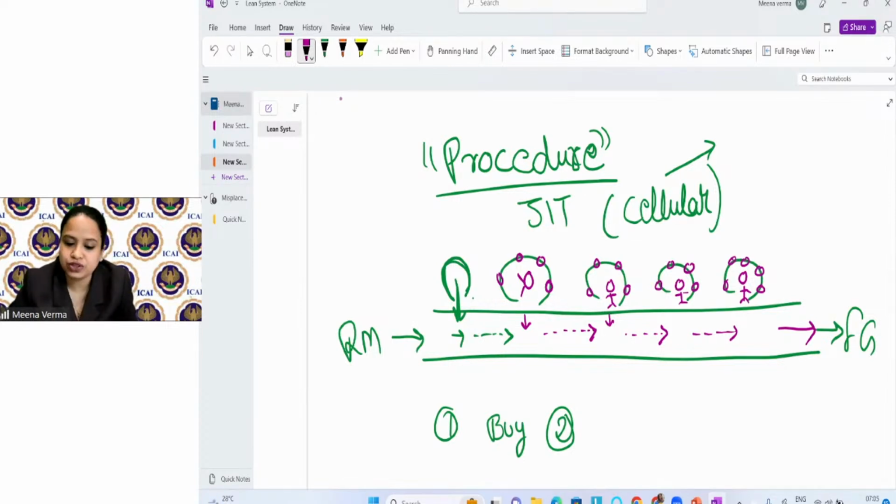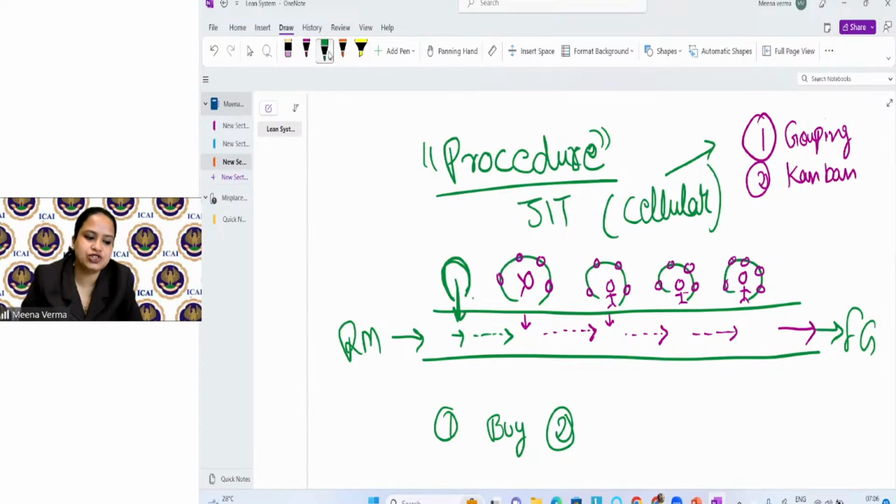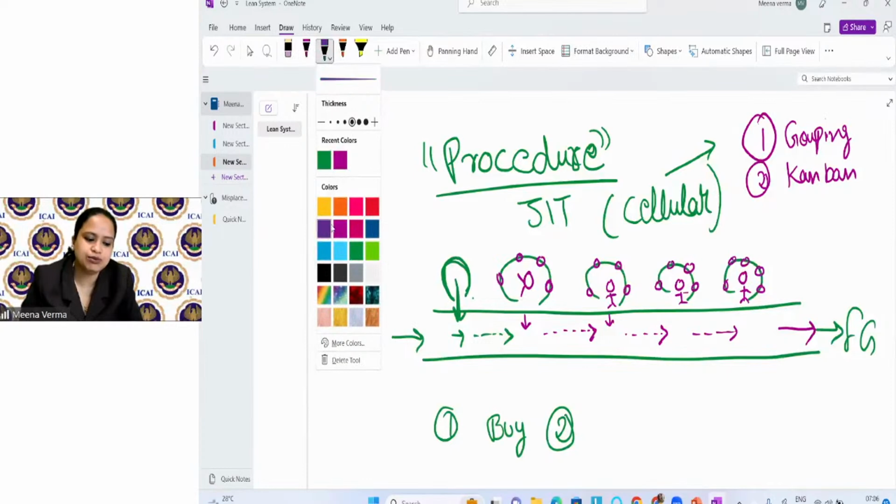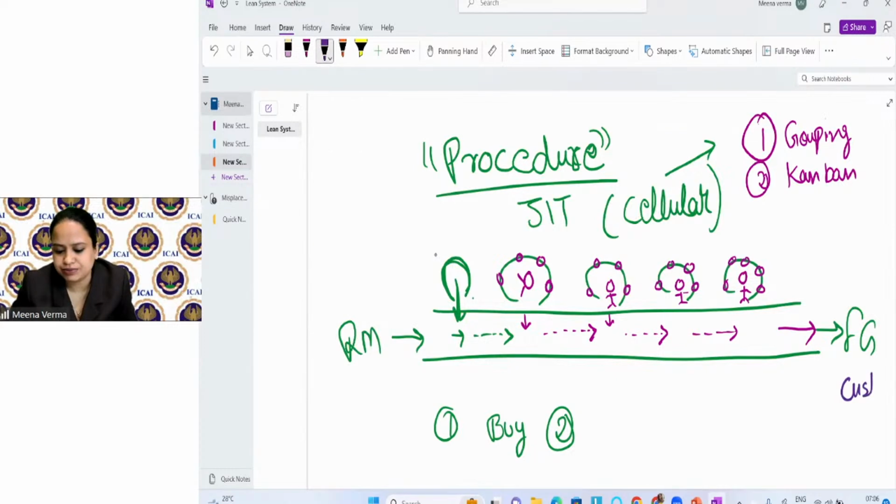Remember one more thing here: we will make groupings of machines, and it will work on the Kanban system. Kanban system means that on one side information will flow, and on the other side material will flow. So you can see finished goods, here we have the customer, and here we have the supplier.